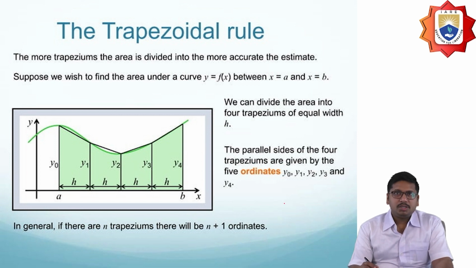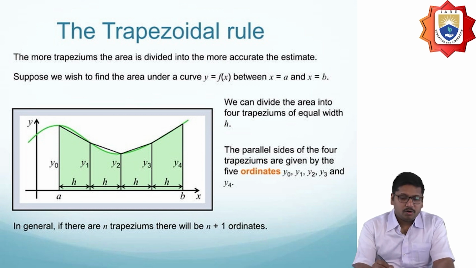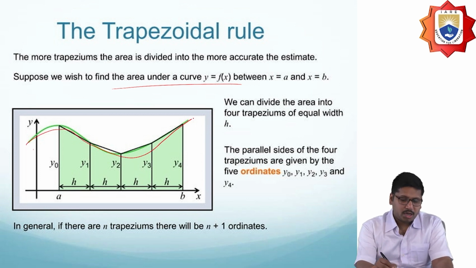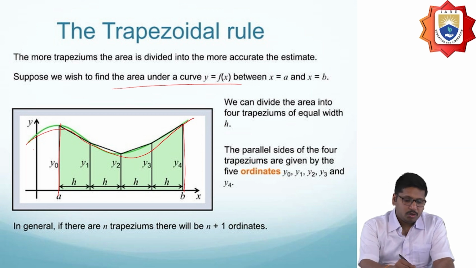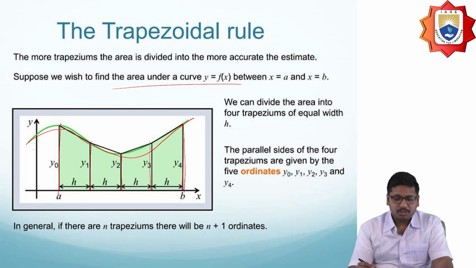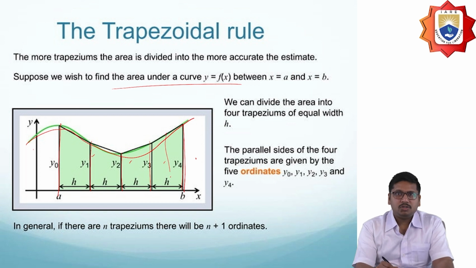The more trapeziums we use, the more accurate the estimate of this value will be. Suppose I want to find the area under the curve y is equal to f of x. This is the curve initially, and I want to find the area between x is equal to a and x is equal to b. For this, I divide this region under the curve into different trapeziums, where the parallel sides are given by the symbols y0, y1, y2, y3, and y4, and the width is the height of these trapeziums.